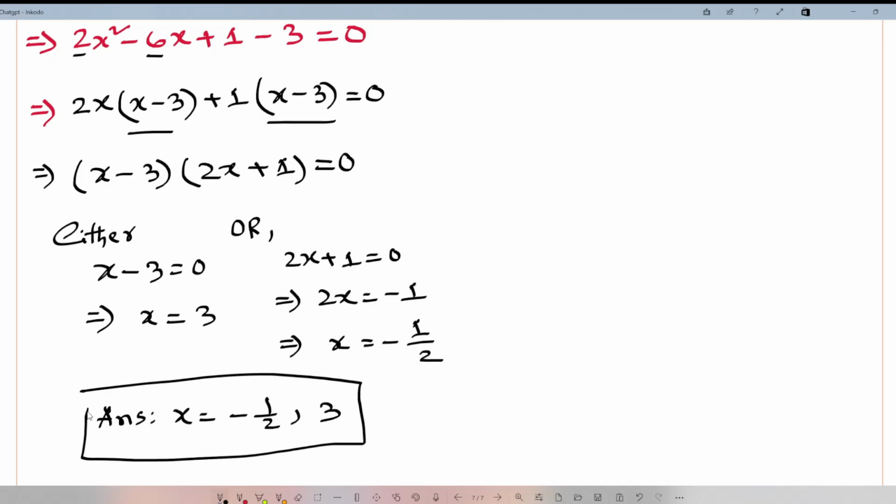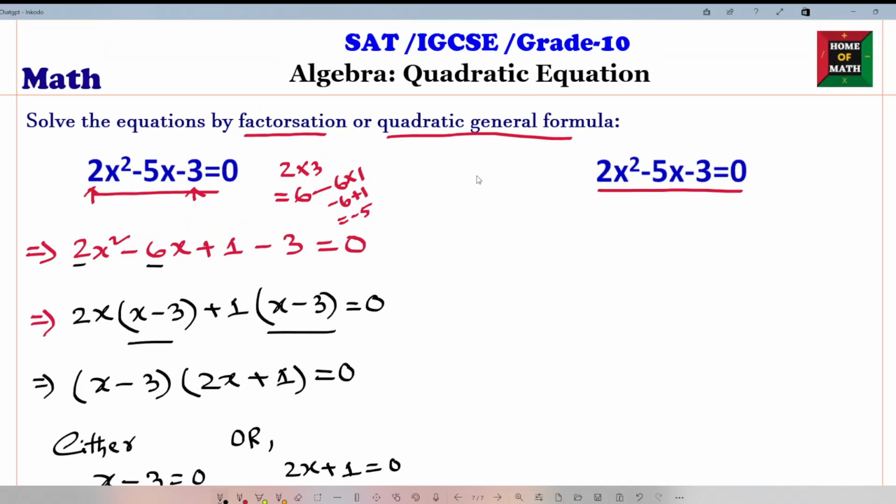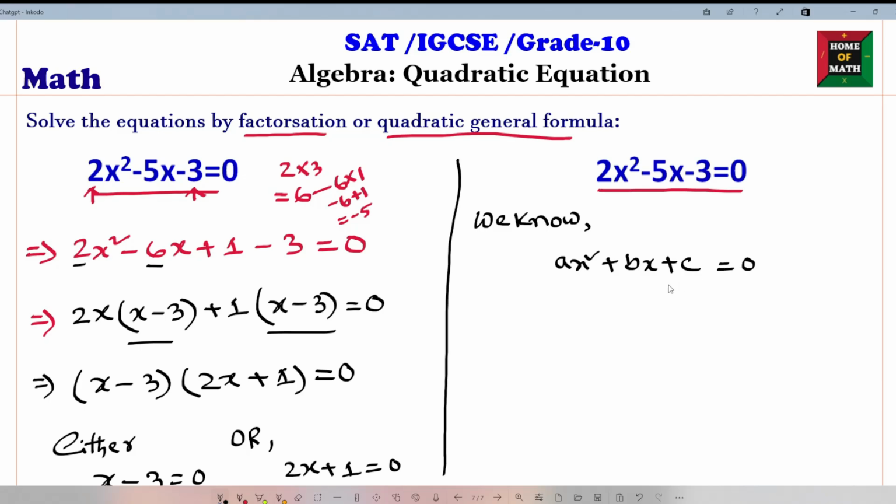Okay. Next, here is 2x² - 5x - 3 equals 0. This one we have to solve using the quadratic general formula. We know ax² + bx + c equals 0.